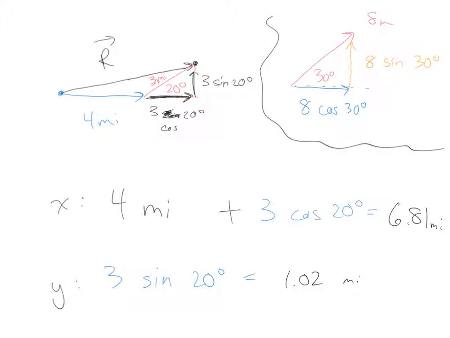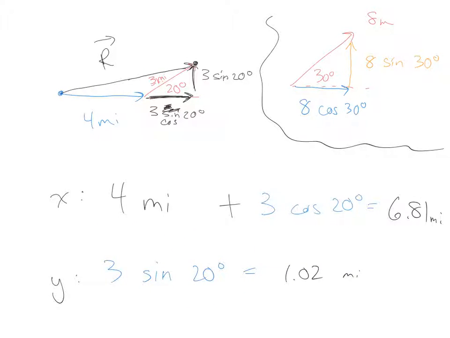If you didn't get this number here, by the way, it means your calculator is probably not in degree mode, because there's no other way to do this. If you type in 3 sine 20, you all have to get the same answer, 1.02. If you don't get that, check your mode. It's probably in radian mode when it should be in degree. Now, that's the x and the y vector.